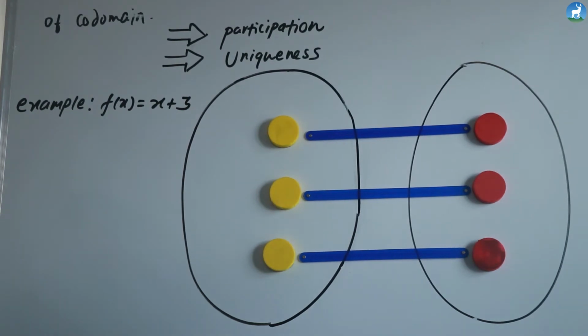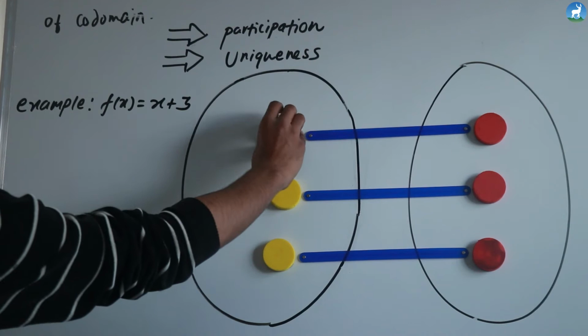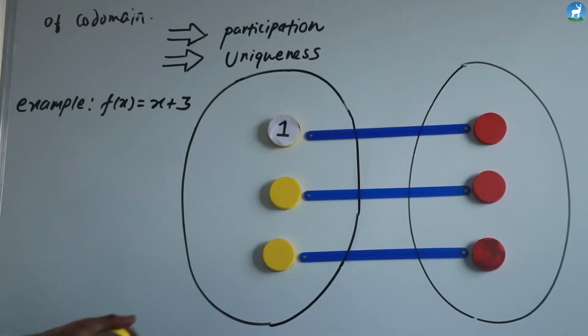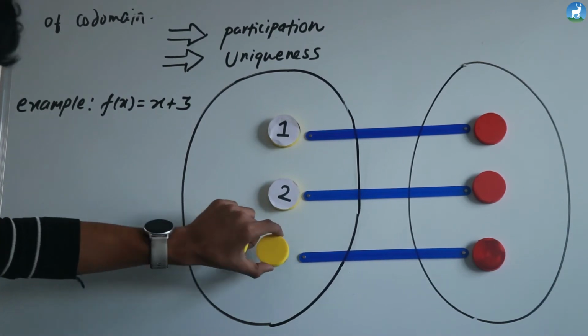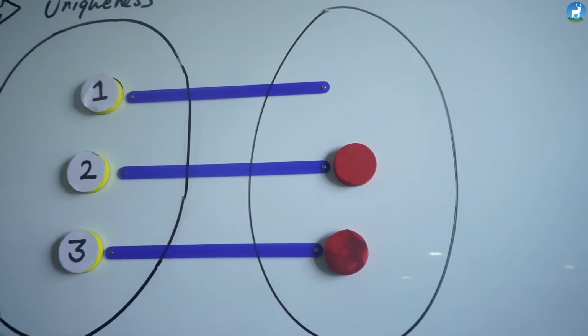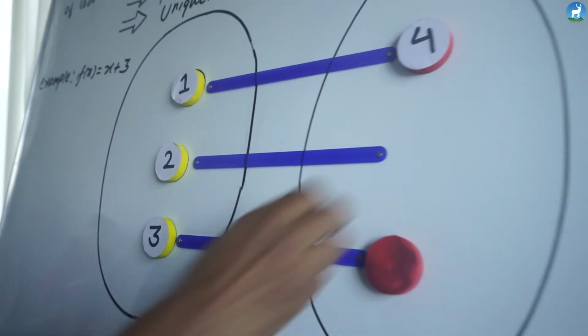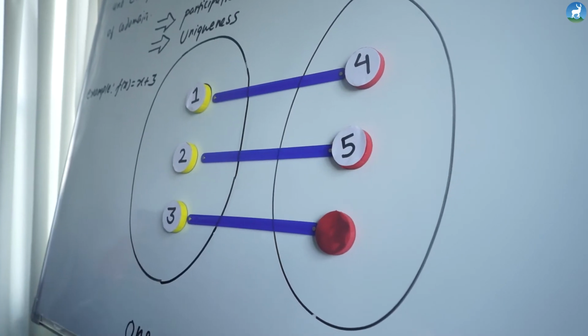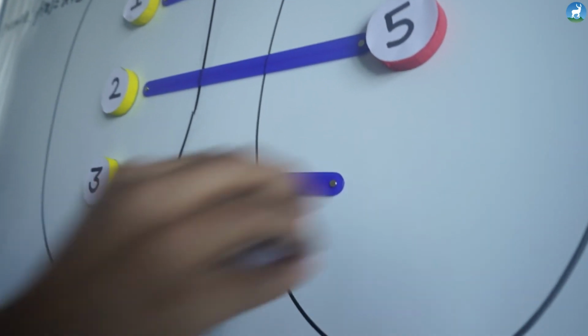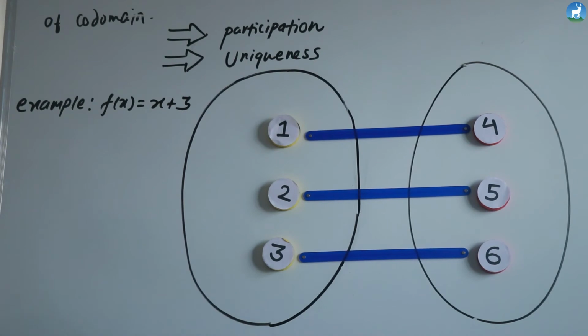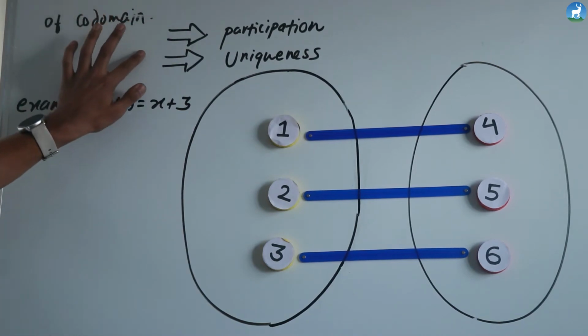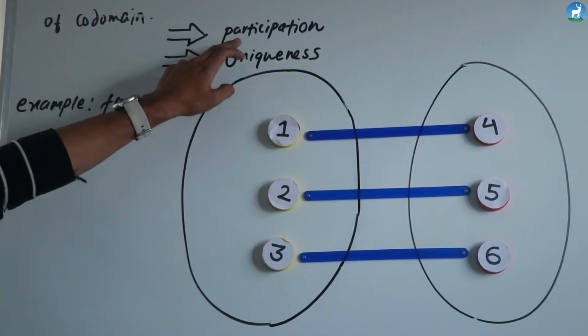Now I'm going to replace this element with 1, this element with 2, and finally this element with 3. Likewise, 1 will be associated with 4, 2 will be associated with 5, and 3 finally will be associated with 6. Now, I would like to put forth a question. Is this a function? If we look at the postulates, first of all, we have participation.